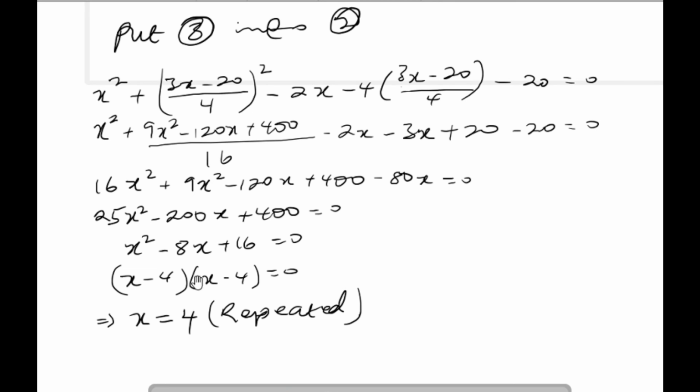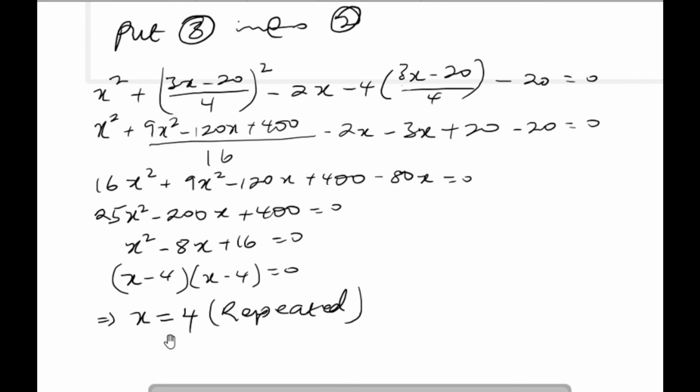So you factorize to get x minus 4, x minus 4, and x becomes 4 repeated. And like I said from the beginning, the repeated root shows that the circle only touches the line and does not cut through. So since we have a repeated root showing that the circle only touches the line, we can conclude that the line is a tangent to the circle.